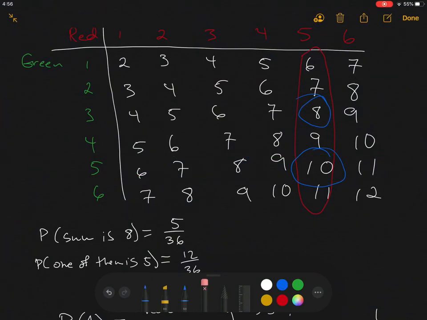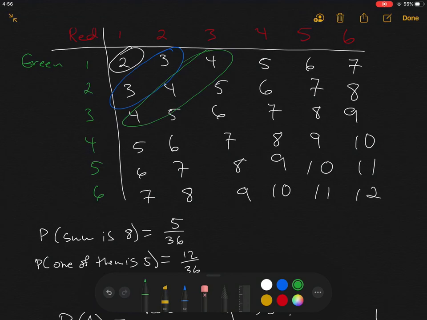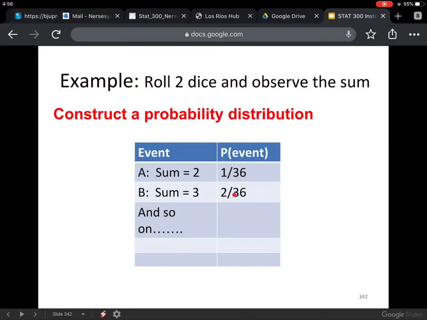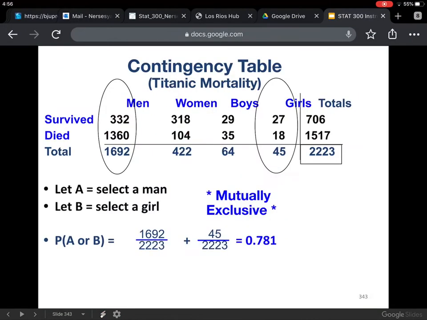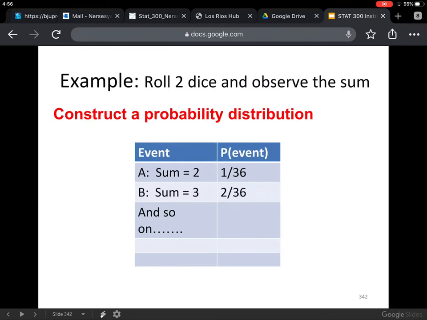Erase these green and red circles and take a look at what we're being asked. What's the probability of getting a 2? There's only 1 two out of a total of 36. What's the probability of getting a 3? There are 2 threes out of a total of 36. What's the probability of getting a 4? There are 3 fours, and so there are 4 fives, there are 5 sixes, there's 6 sevens, and so forth. If you add up all those possibilities, they will have to add up to the number 1, 100%. Okay? So that's constructing a probability distribution.